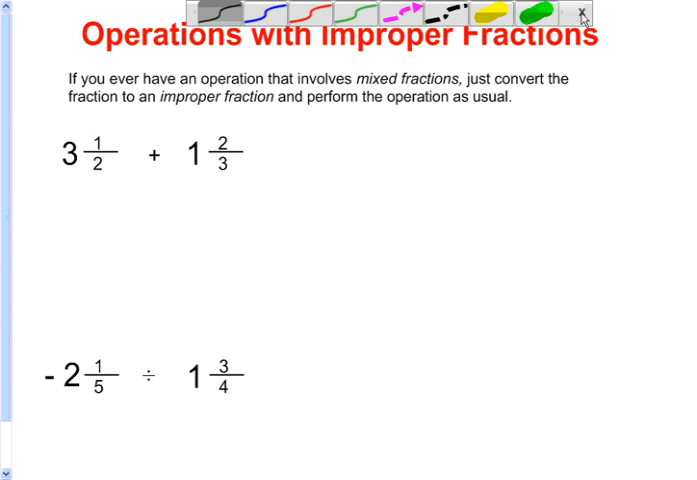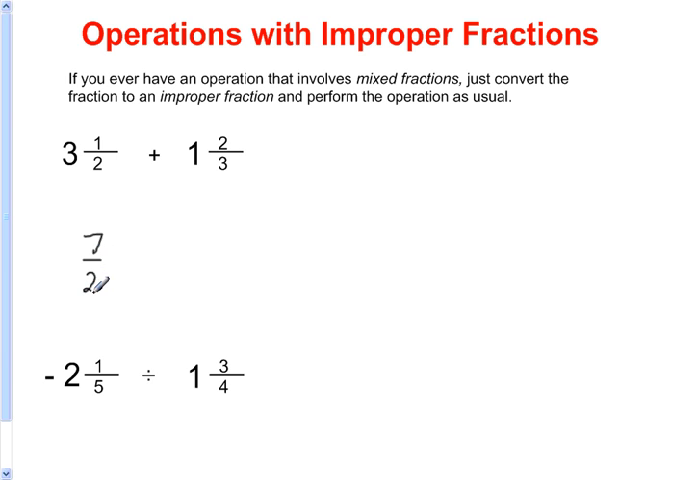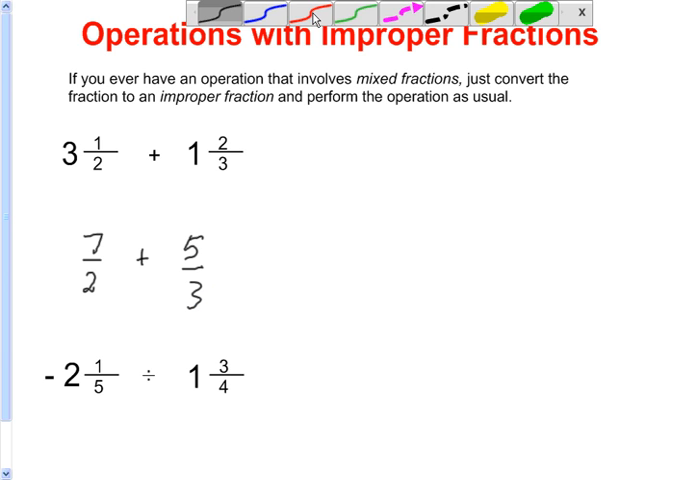the numerator to it. So this mixed fraction, if we go 2 times 3 is 6 plus 1, we're going to get 7 over 2. And our operation is add. That doesn't change. This mixed fraction, 1 2/3, becomes 1 times 3 is 3 plus 2 is 5 over 3. And now we have two fractions.